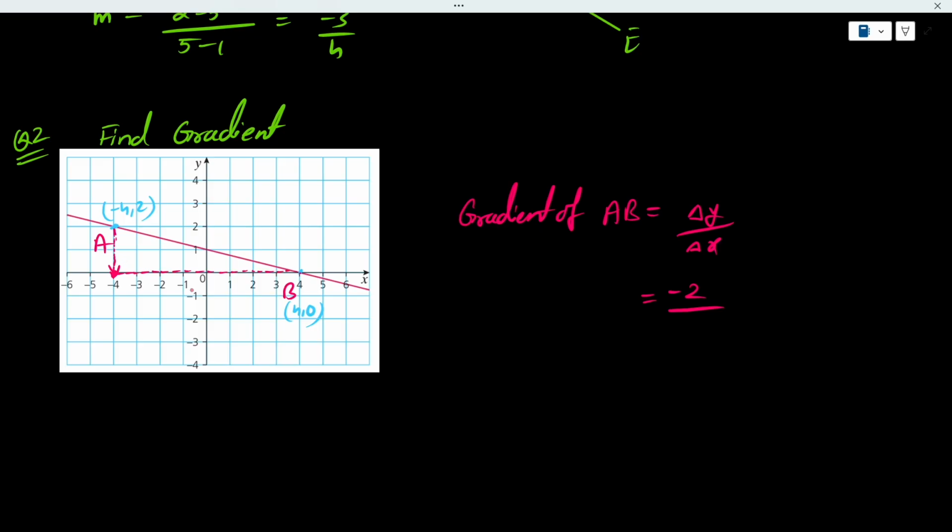So how many units of movement? If you see, in total it is 8: 1, 2, 3, 4, and till positive 4, it is going to be 8. So you get minus 1 by 4 as the gradient.